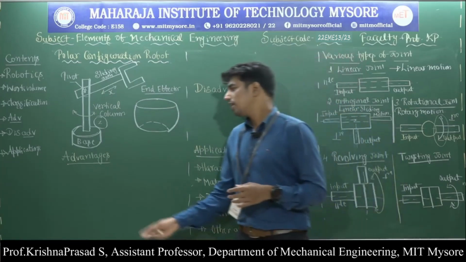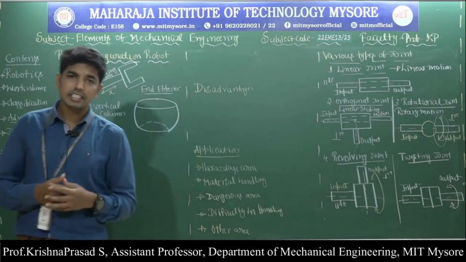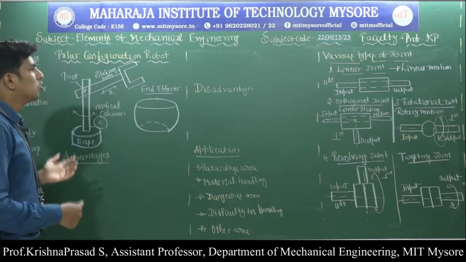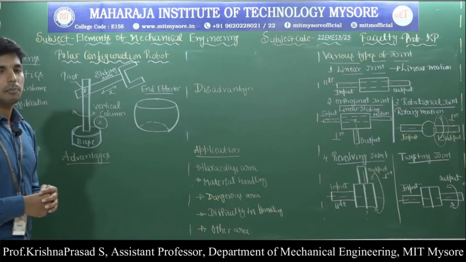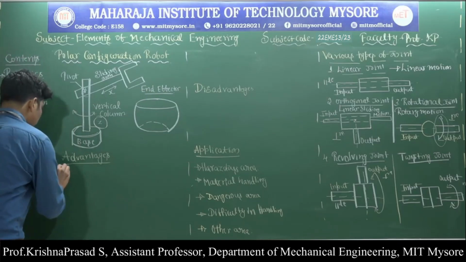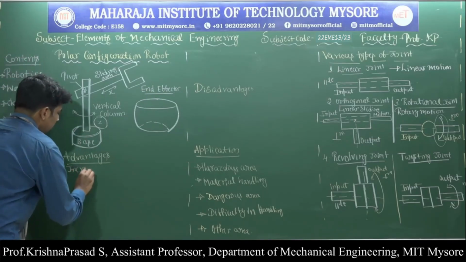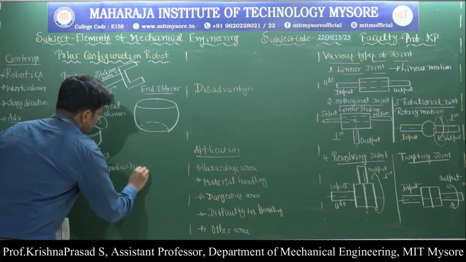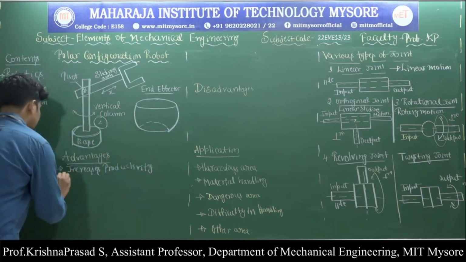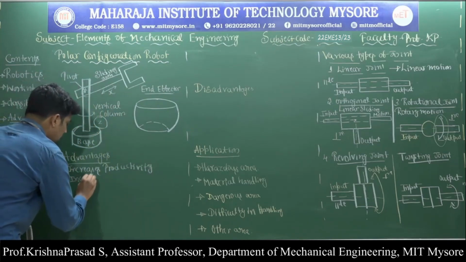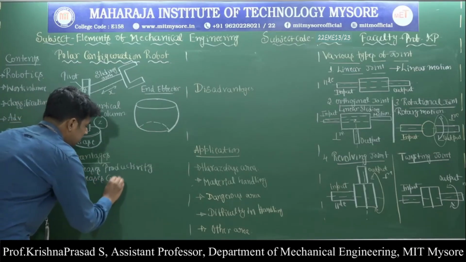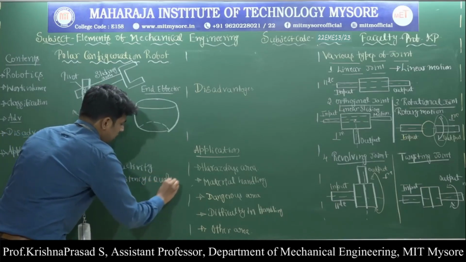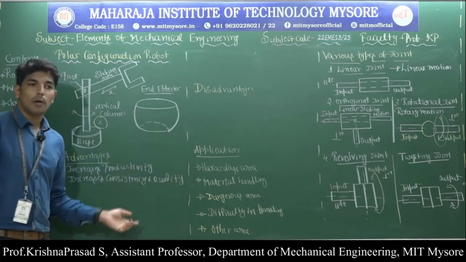Next, the last very important topic is the advantages, disadvantages and applications of the industrial robot. So what are the main advantages of using an industrial robot? The very first thing is that it increases the productivity of the operation. Then it increases the consistency and quality of the product.